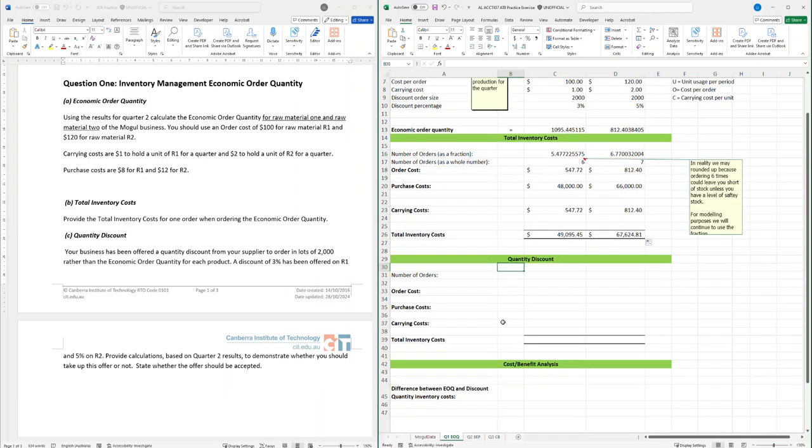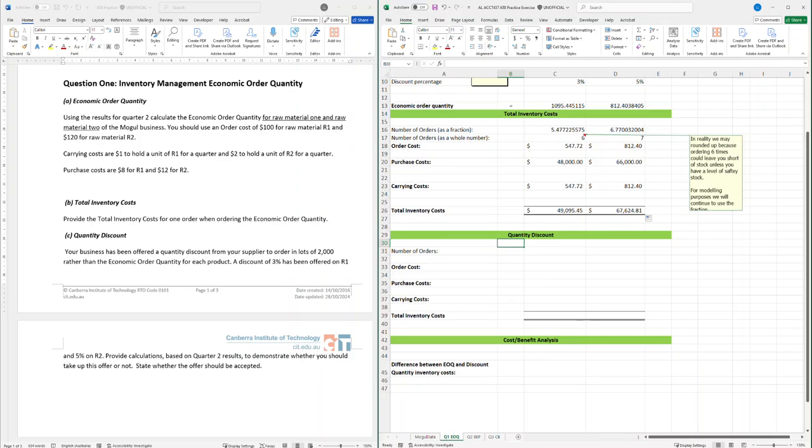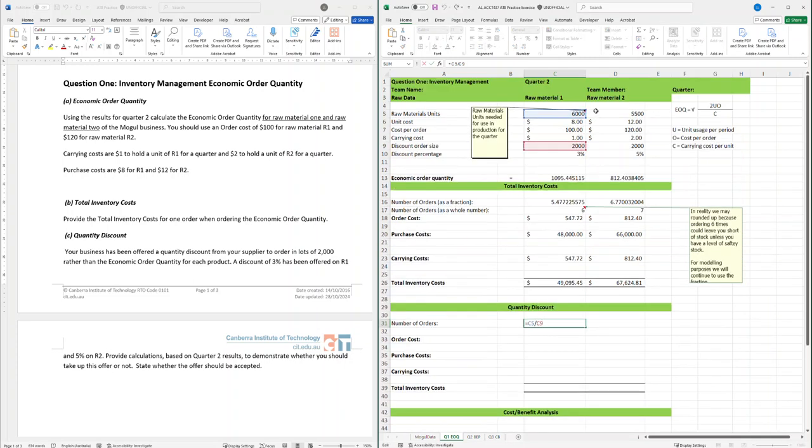Next, let's look at how we calculate total inventory cost after quantity discount. So the number of orders to have the quantity discount would be your total raw material in production divided by the discount order. So for every 2,000-unit order, you have a 3% discount. And then the same thing happens for the next one, which is 2.75. In reality, it's 3 orders and 3 orders. But for our calculation, we'll continue to use the fraction number.